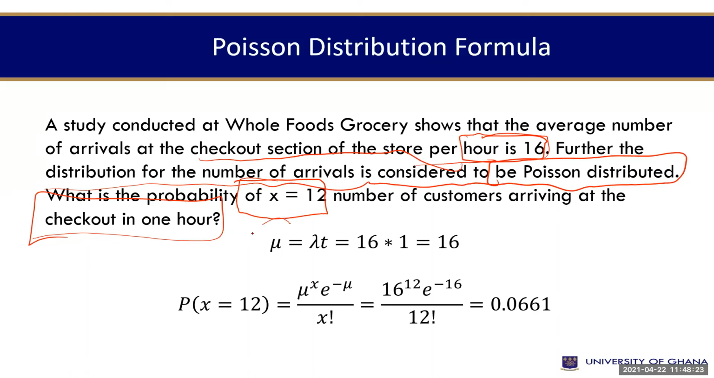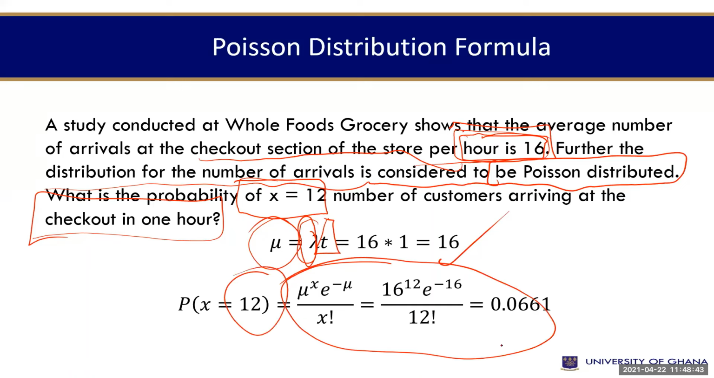Therefore, my mu here is going to be the lambda, giving us the expected, and T giving us the time segment, which is 1 hour, to give us the same value by expression. The probability that we'll have 12 customers arriving within 1 hour is 0.0661.